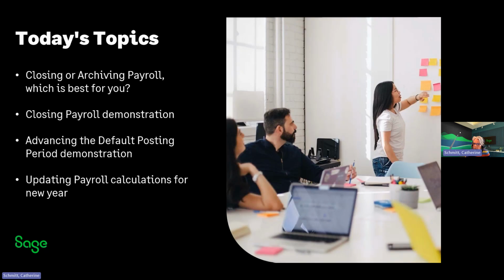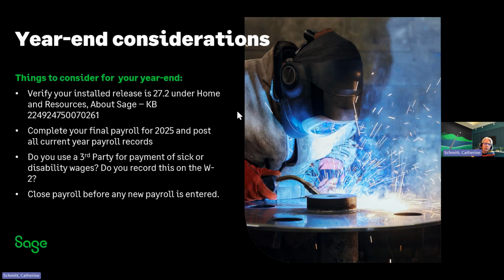All right. Today we are going to give you a demonstration on whether archiving and closing payroll is good for you. I will give you a demo on how to close payroll. I'll also give you a demonstration on how to advance your default posting period, how to update payroll calculations, and we have a question about the big beautiful bill, which will be included in that.